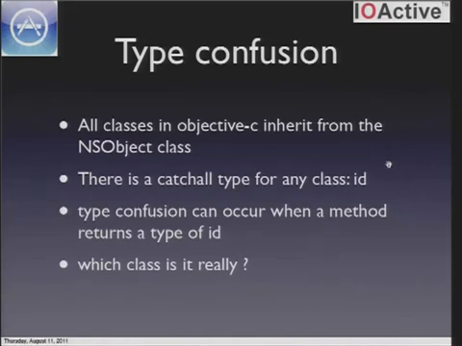And they have a catch-all type for this. So any object that you define, you can basically say it's of type ID. And that means it's something that is either NSObject or inherits from NSObject. And so when you start using this ID catch-all class, you have to be really, really careful, because even though it says ID, it could be a string or a dictionary or an array or a Boolean or an integer or any number of objects.